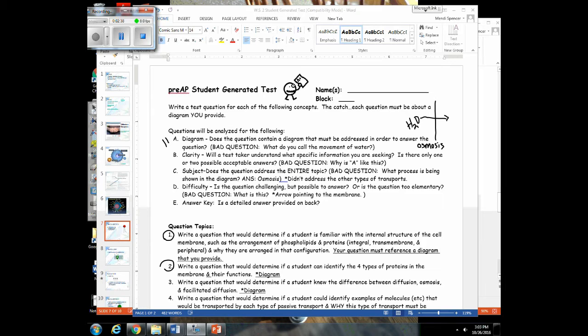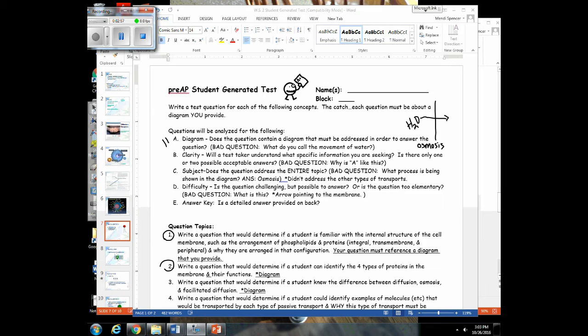So use diagrams and use Google to get some of those diagrams, but you can't use anything directly out of your notes. And you're more than welcome to come up with your own diagrams that are different from the ones that are in your notes. The second thing we're going to look at is clarity. Will a test taker understand what it is that you're trying to ask them?